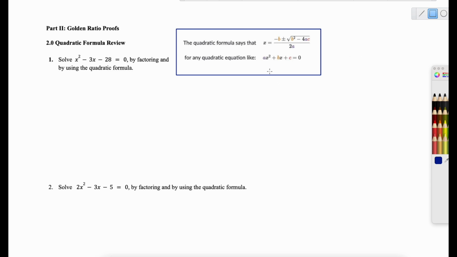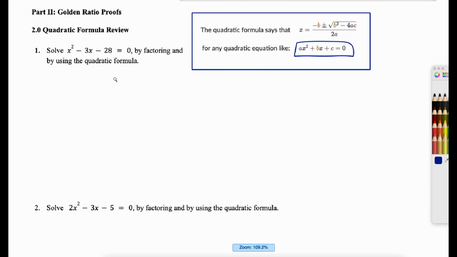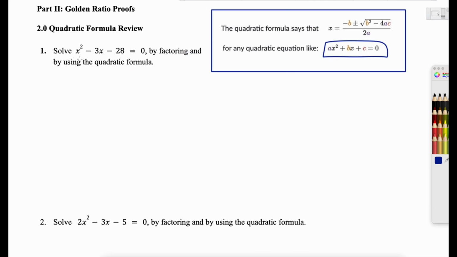So the quadratic formula says that if we have an equation in standard form, like this, ax squared plus bx plus c equals 0, we can then use values for a, b, and c in this formula here, and it will tell us the two solutions to the quadratic equation. So here we have x squared minus 3x minus 28 equals 0. I'm going to solve by factoring and by using the quadratic formula.